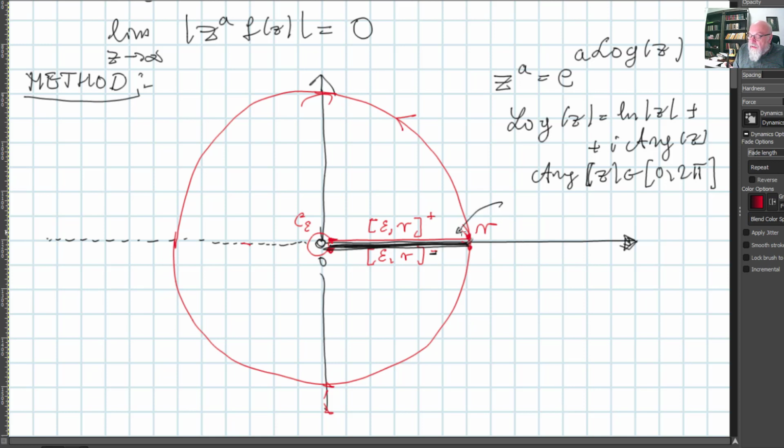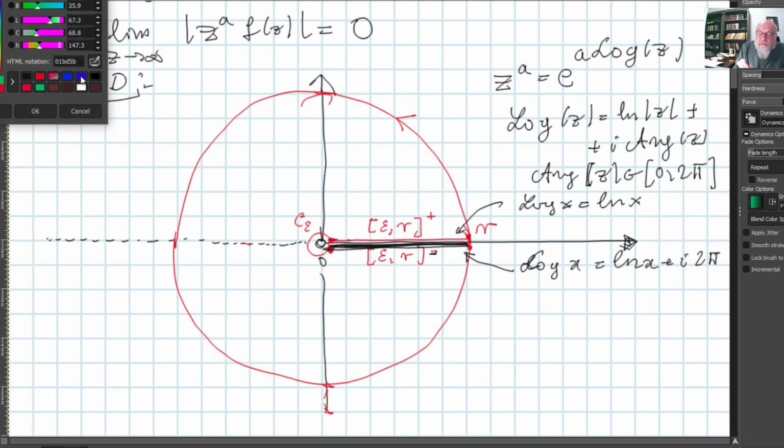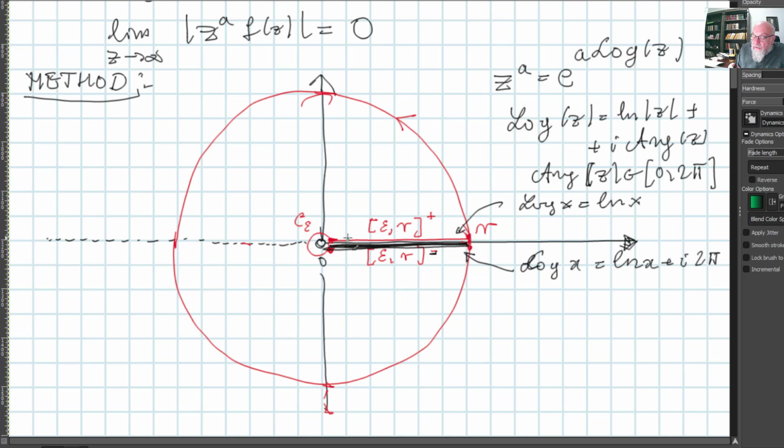Because on that line, log of z will be just the natural logarithm of x. But on that side, log of z will be equal to ln of x plus i2π, because you made here actually a revolution. That means you approach this line from the opposite side. So you made this particular revolution. So this is 2π. That's how it is on that side.